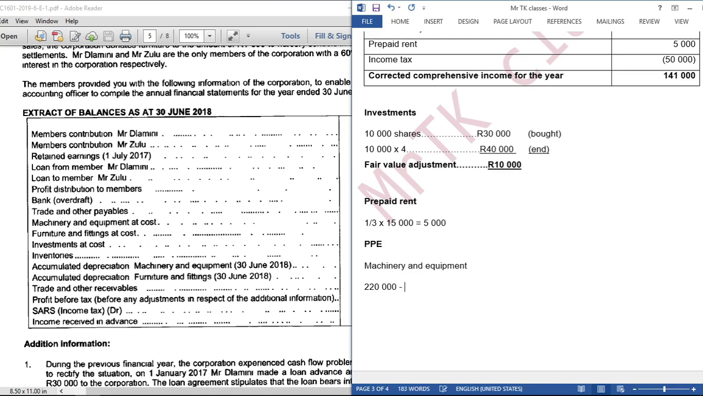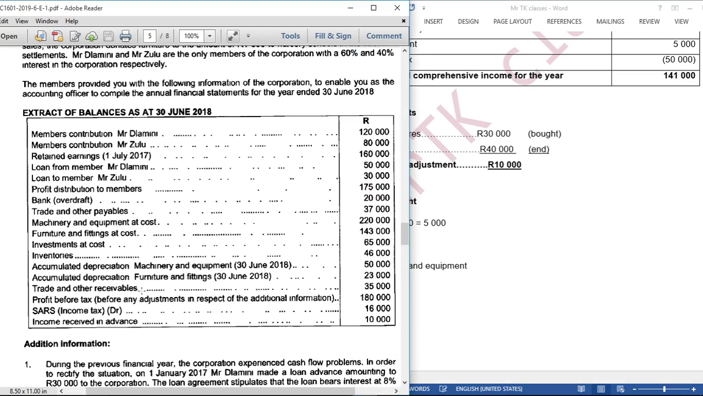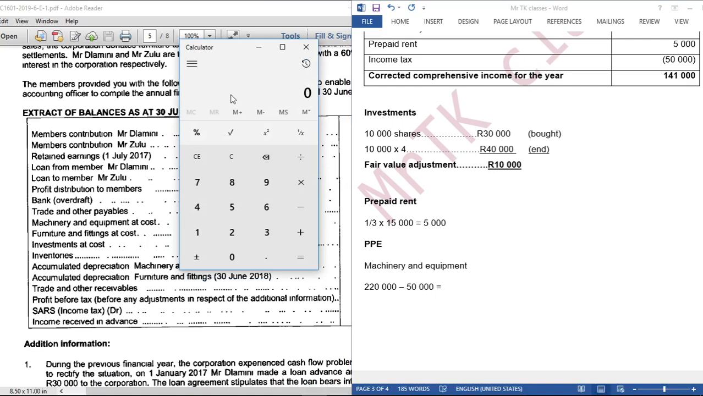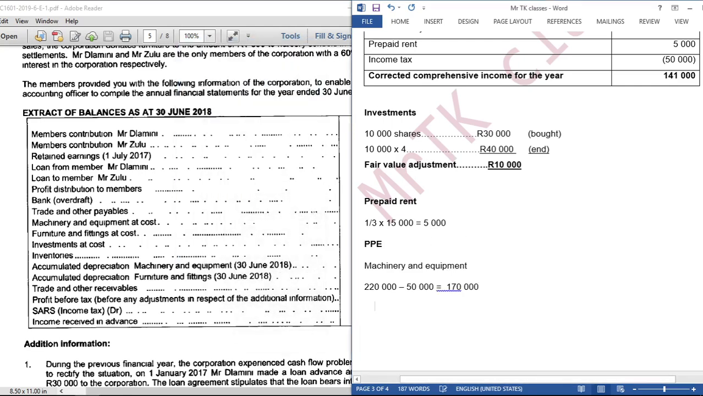Subtract the accumulated depreciation at the end, machinery and equipment. This is at the end because this is 30 June 2018. It is 50,000, so we are going to subtract 50,000. Then what are we going to get? 220,000 subtract 50,000, we are going to get 170,000. Then we go to the next one.